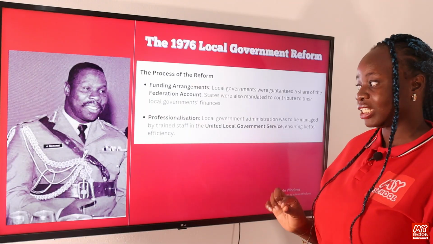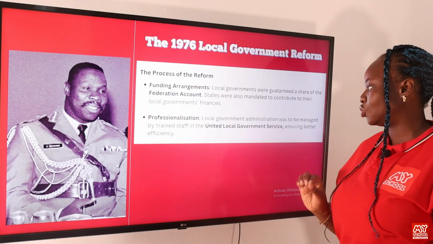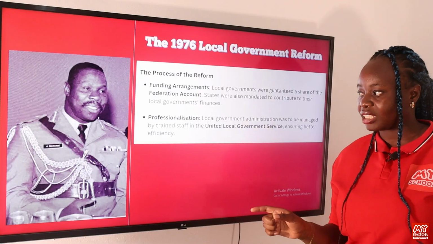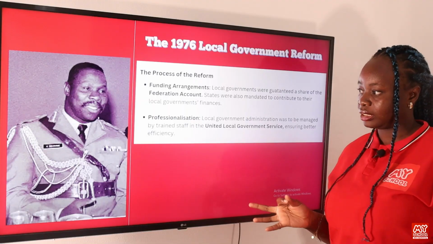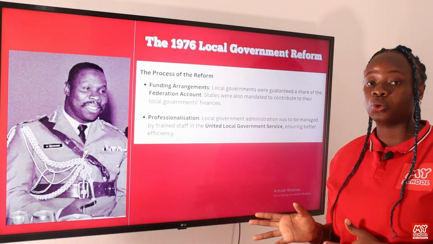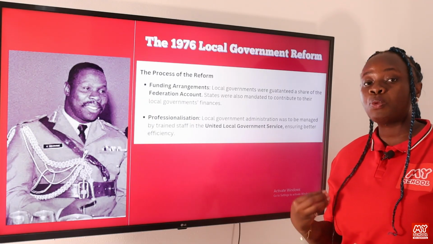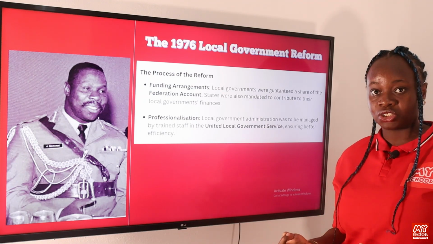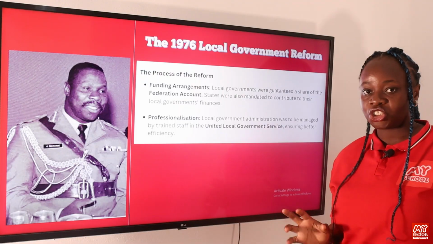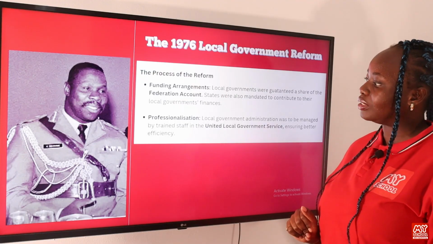Then there's also professionalization. The local government administration was to be managed by trained staff in the Unified Local Government Service to ensure better efficiency. They ensured that the people working in the local government were professionals, people who have been trained in civil service, and they belong to a civil service commission. This helped to ensure that there was efficiency within the local governments.